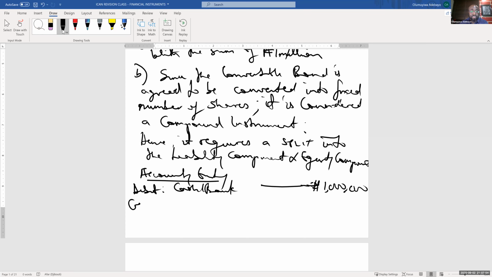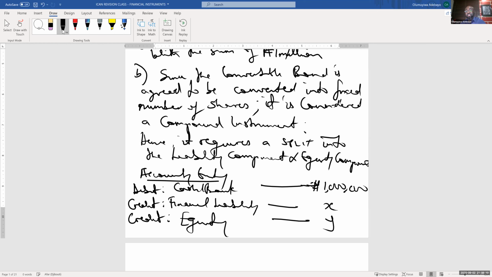And you credit your financial liability with X. We don't know what it is. And the balance, your equity, with Y. The question then is, what is X and what is Y?